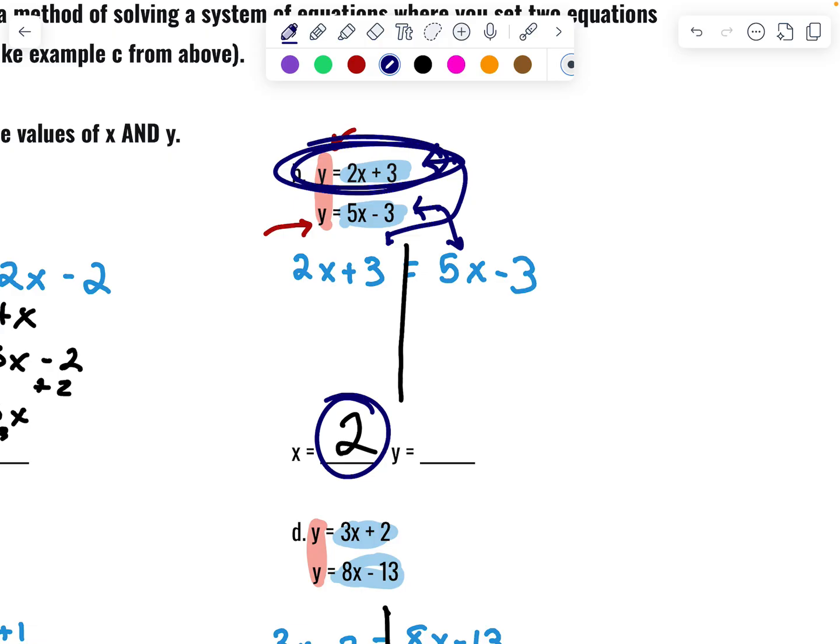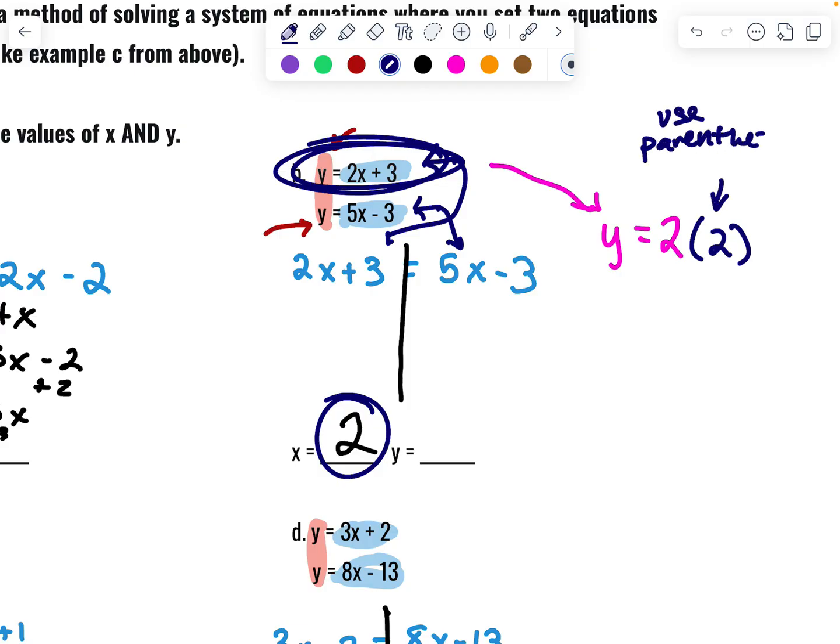This is not a new concept for us. We've done this before. So if we took this equation, y equals 2, and then instead of x, we're plugging in a 2, and remember to use parentheses when plugging in, and then the rest of the equation plus 3. So that's going to be y equals 4 plus 3, so y equals 7.